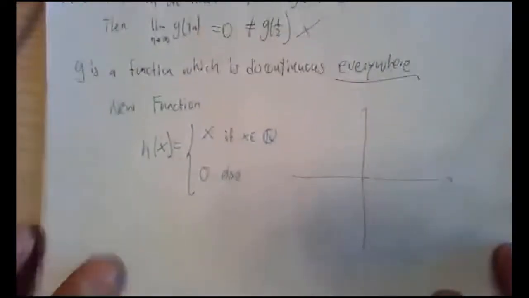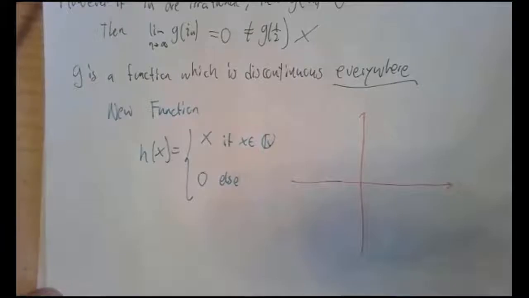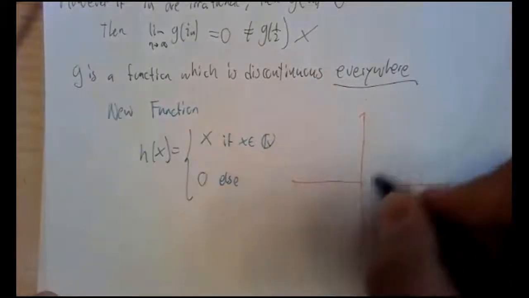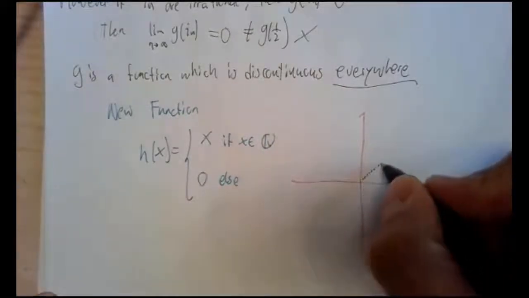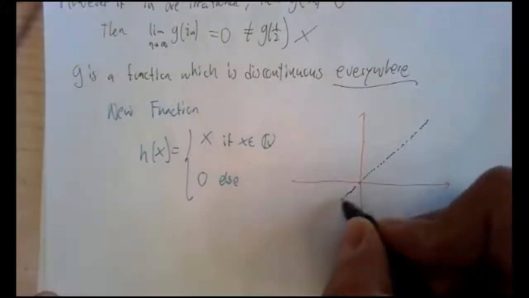So it's going to be x, where x is rational. So that's like the line y equals x, but only for the rational numbers. So it has a bunch of holes, right? So it looks like these little dots that we were talking about, right? Kind of like this.